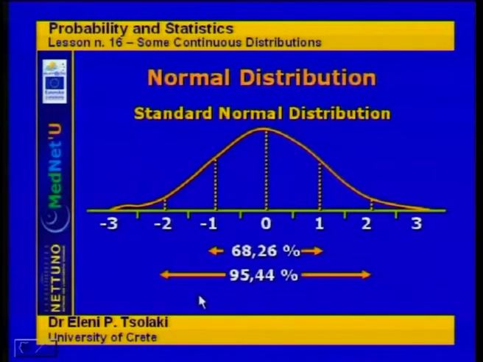Also, we know that 95.44% of the area underneath the curve is between -2 and 2. So this area here is 95.44%. And also 99.74% of the area underneath the curve is between -3 and 3.